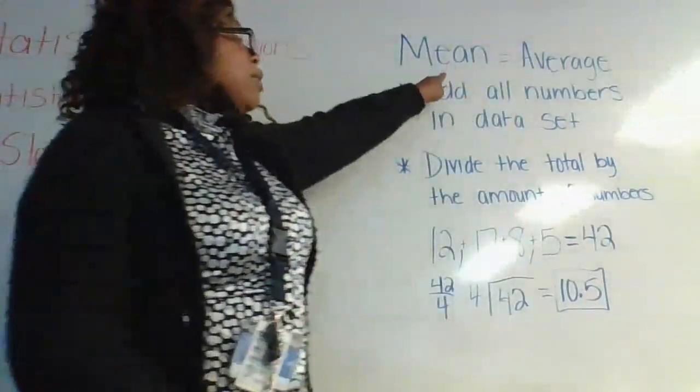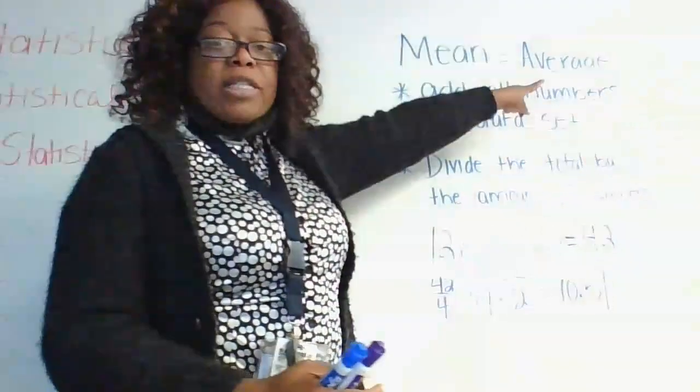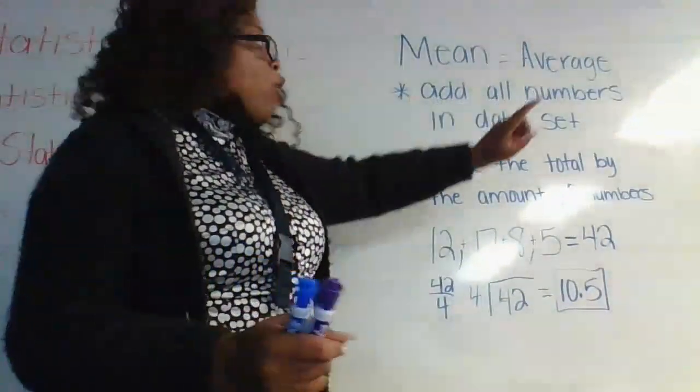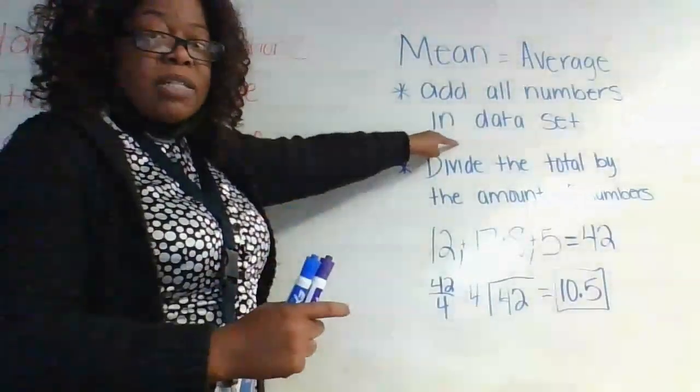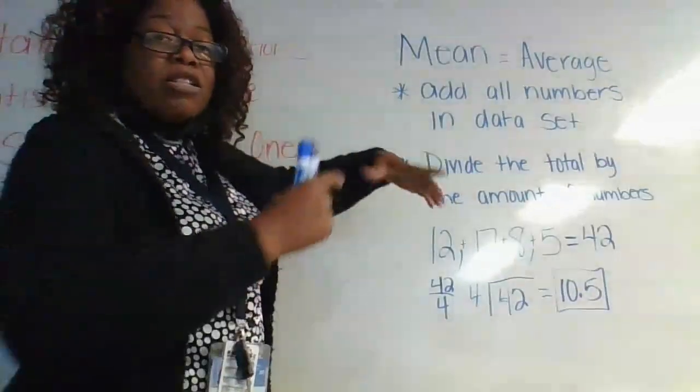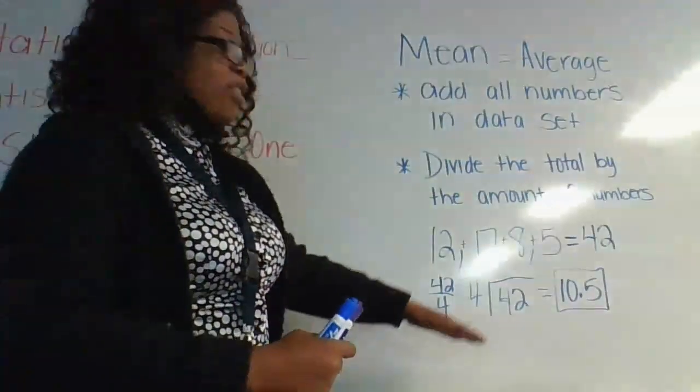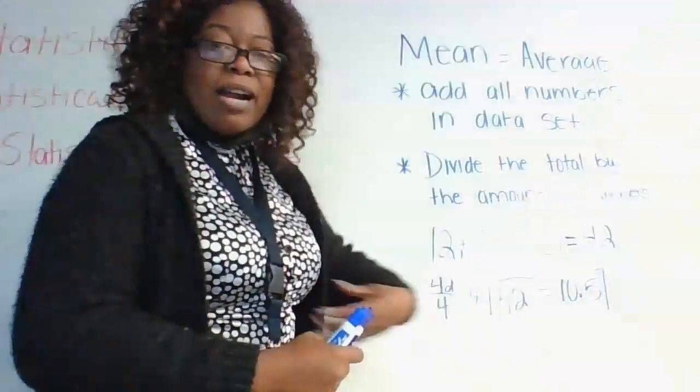Then I want you to be familiar with the mean. What does mean mean? It means average. How do we find the mean? We add all of the numbers in the data set together, count how many numbers there are, and then divide the total by the number of numbers in the data set. That gives us our average.